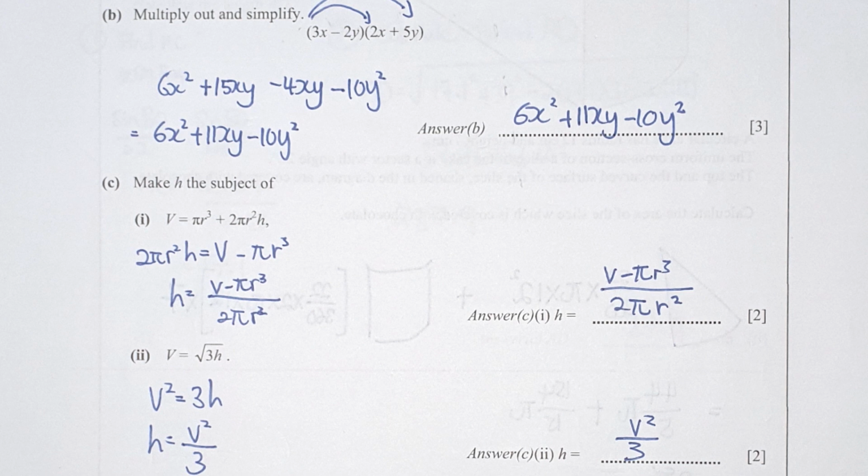Section B, just expand. You get your final result as 6x squared plus 11xy minus 10y squared. As for section C, make h the subject. As you can see, I already listed down the details for this particular C part. You can just refer to my workings and get it sorted out.